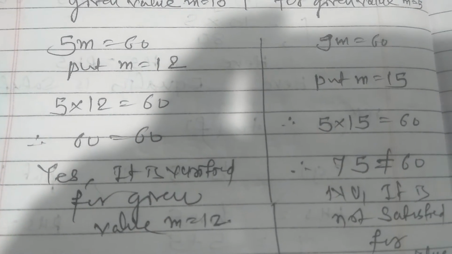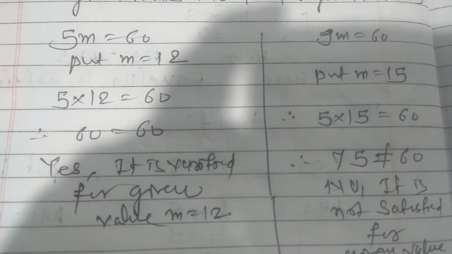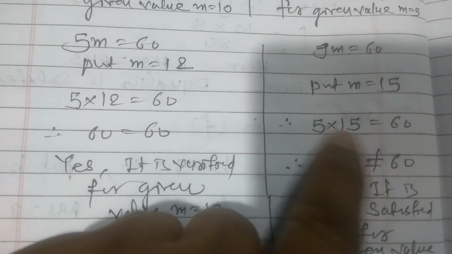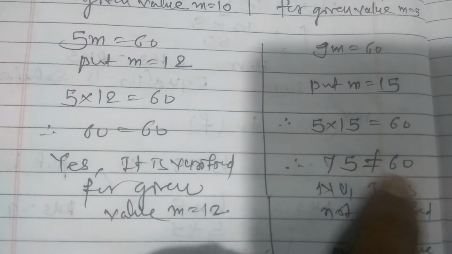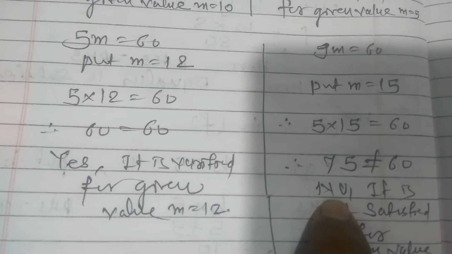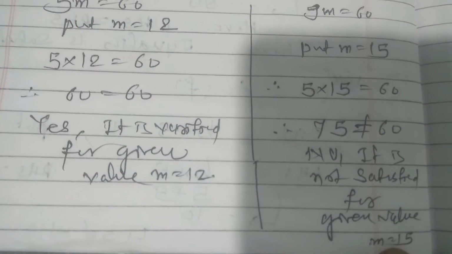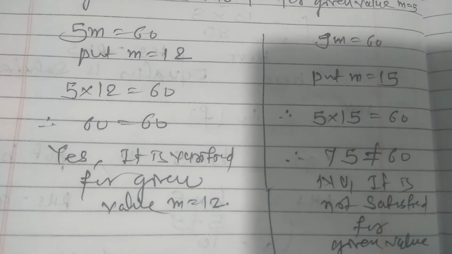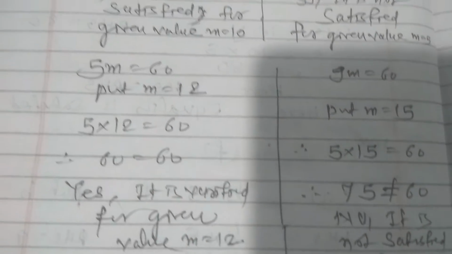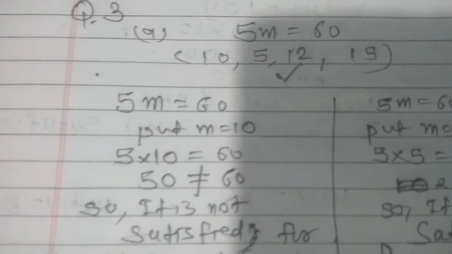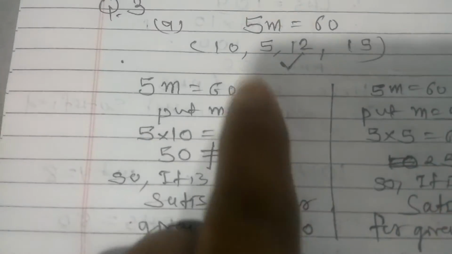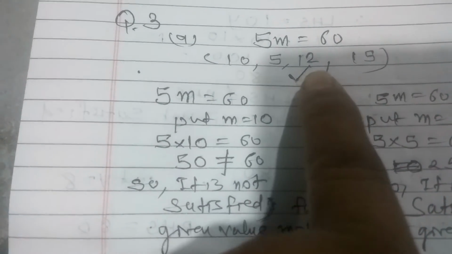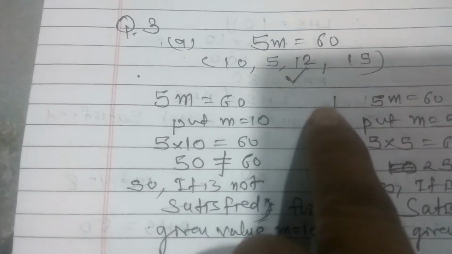Now 5m equal to 60. This time you take m equal to 15 here. So 15 5s are 75. 75 is not equal to 60. So no, it is not satisfied for the given value m equal to 15. Okay. So here you see from these 4 values which one is satisfied? 12. So 12 is the solution of this equation.